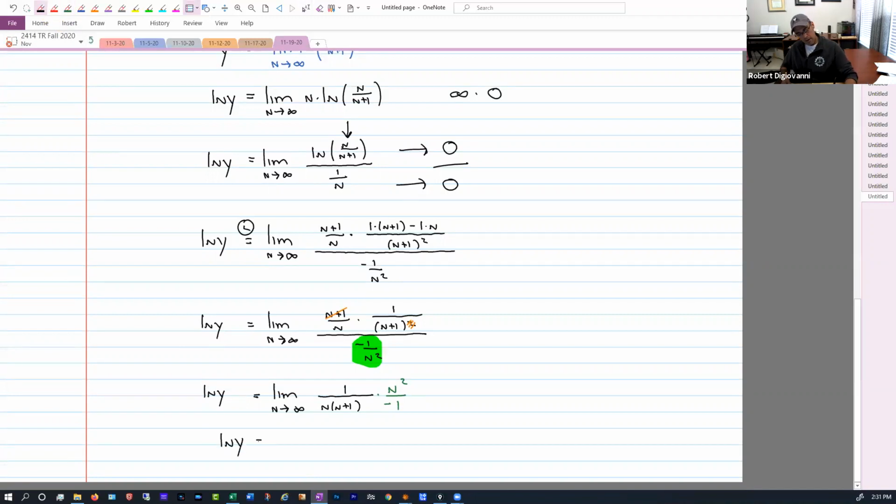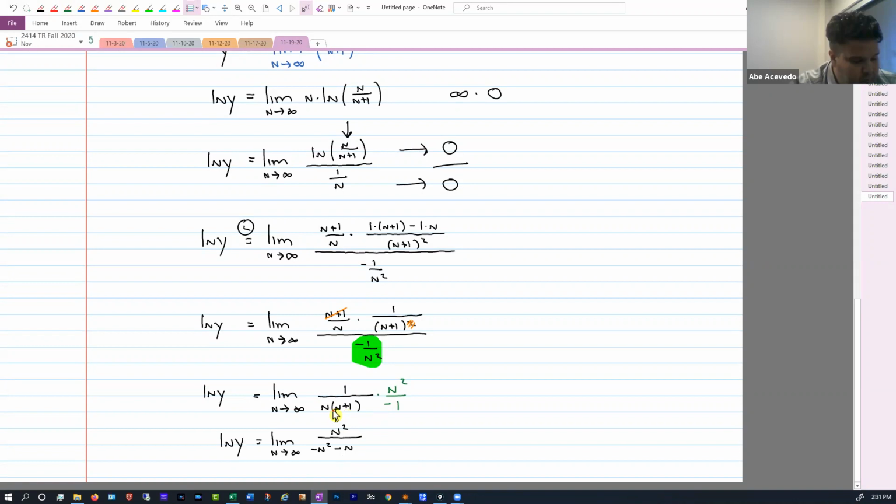Natural log y equals limit as n goes to infinity. Okay, on top I have n squared. On the bottom I have negative n squared minus n. Where did I get that from? You just multiplied them? Distributed here, right? Got n squared plus n, then hit it with the negative 1. And now I have infinity over infinity.